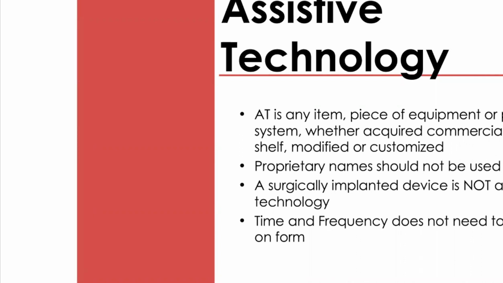A surgically implanted device is not assistive technology. So if a student has something like a cochlear implant, that is not assistive technology. That is not what the school is providing for the student. The cochlear implant might be listed under medical needs, and the assistive technology might be some kind of FM system to make the sound louder for the student who is hard of hearing. That would be the assistive technology provided by the district. Although the IEP box has a time and frequency, that part does not have to be filled in, because we understand that assistive technology can look different.